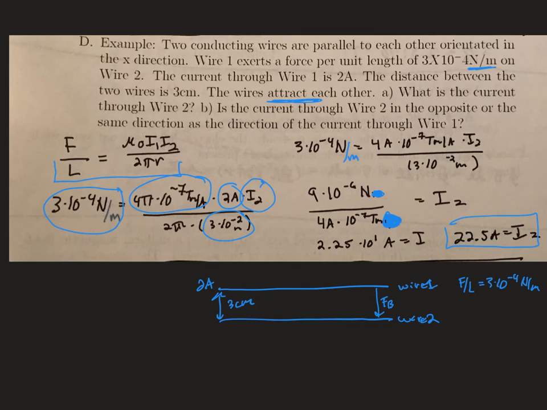In part B, we want to know if the current in wire 2 is in the opposite or same direction as the current in wire 1. And that's where the fact that the wires attract comes in. If the currents are in the same direction, the wires attract each other. So that tells us the answer is that they are in the same direction because they are attracted to each other.